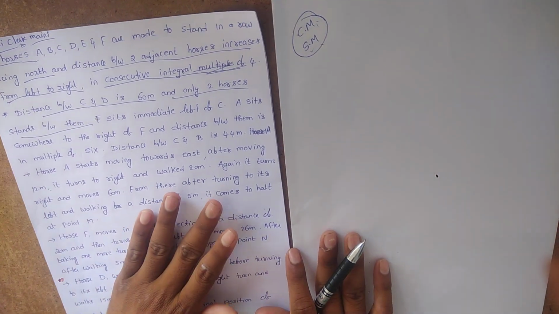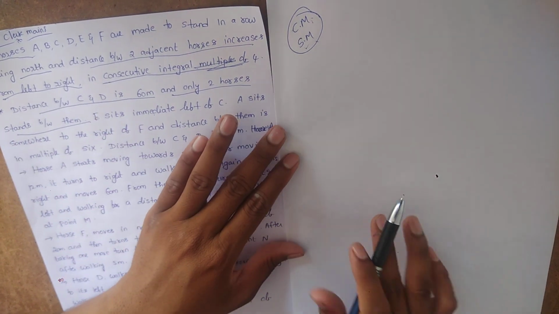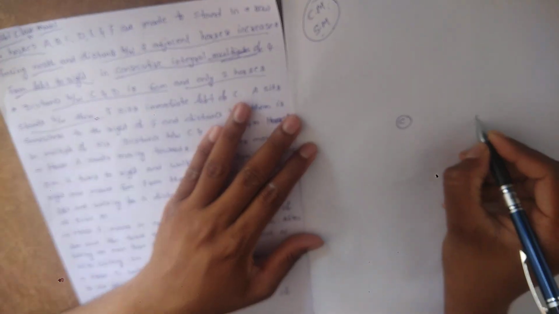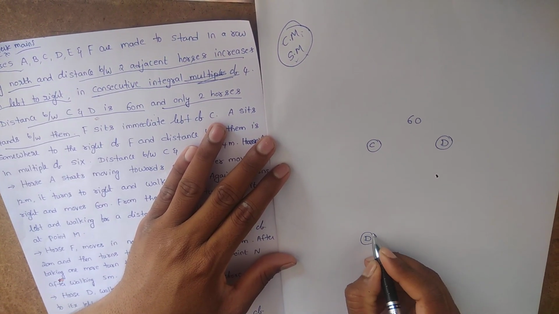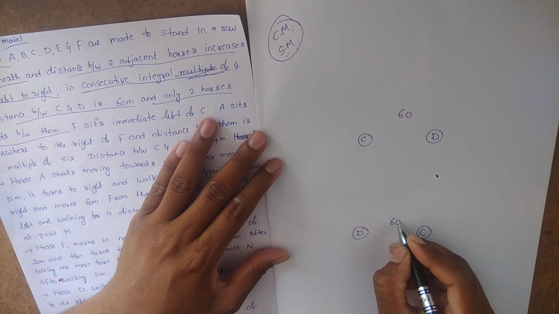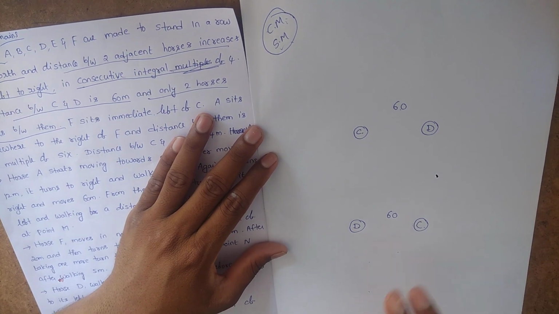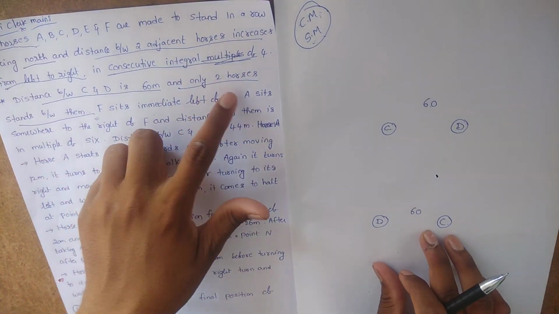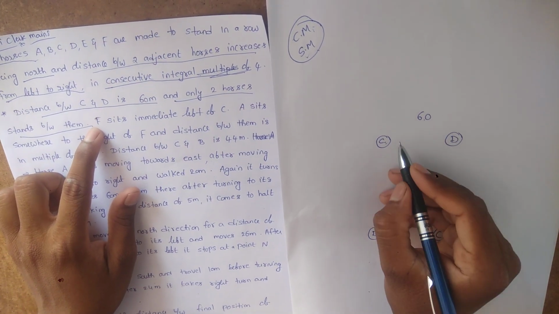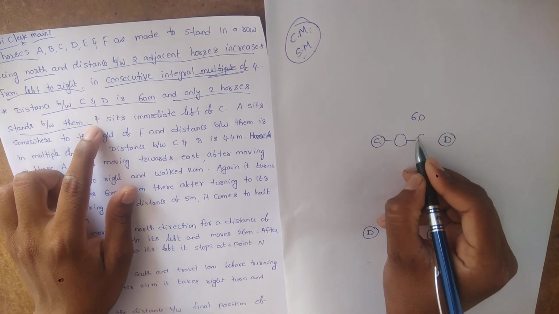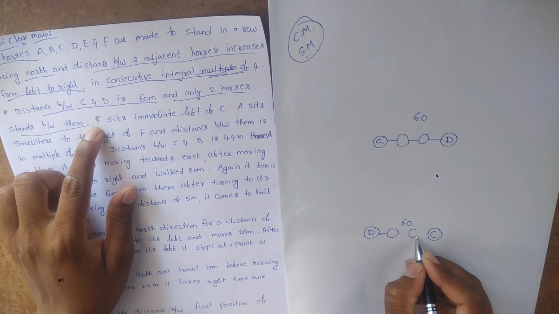Now friends, take the first point: the distance between C and D is 60 meters. Take horse C and horse D; between C and D the distance is 60 meters, otherwise D and C is 60 meters. The next point is that only two horses stand between them. The distance between C and D is 60, but between C and D we have two horses. Here also, between D and C we have two horses.